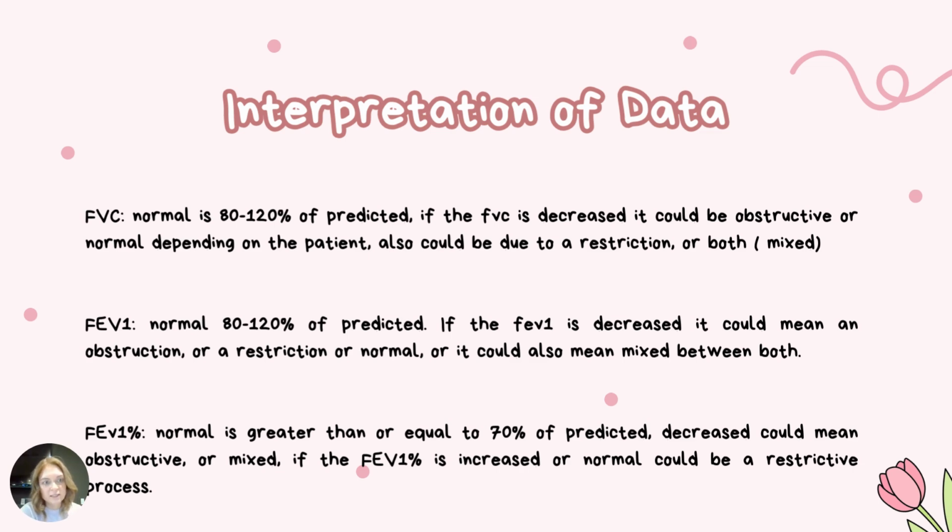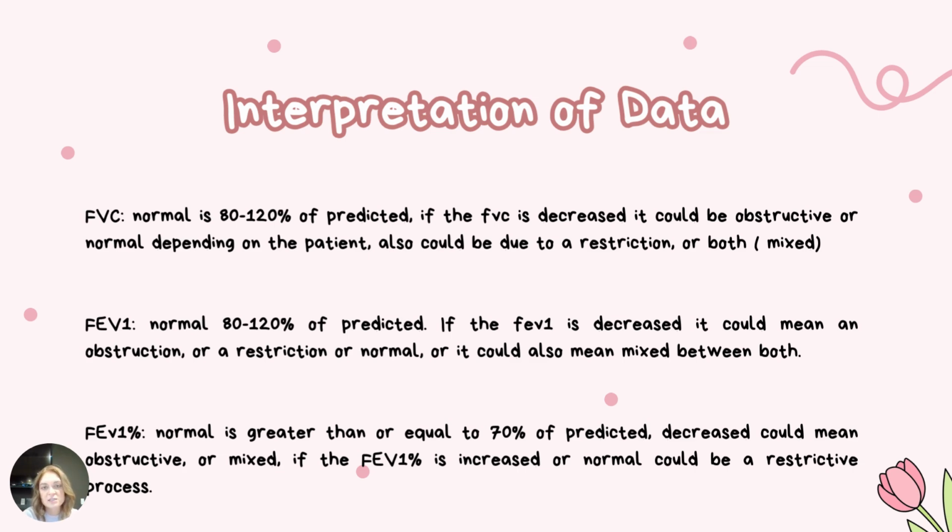So what is predicted? What does that mean? Going back to our previous PowerPoint, we talked about how our predicted values are based on several different factors that can include our age, race, ethnicity, our sex, etc. So our forced vital capacity, normal, 80 to 120% of predicted.